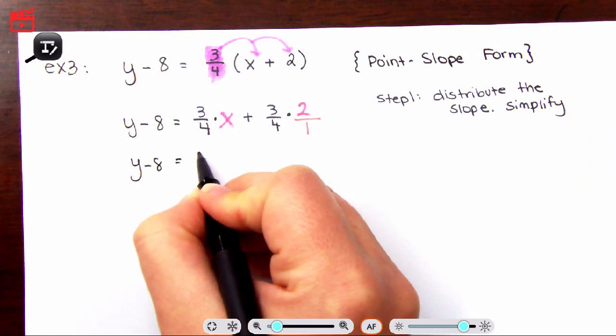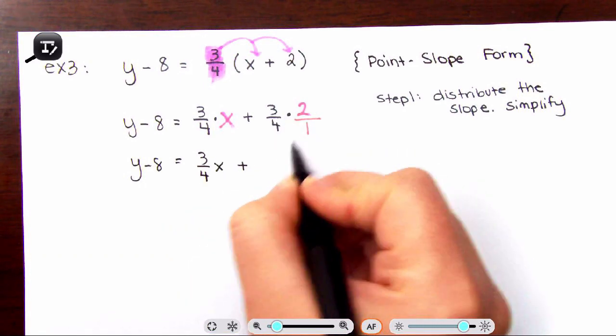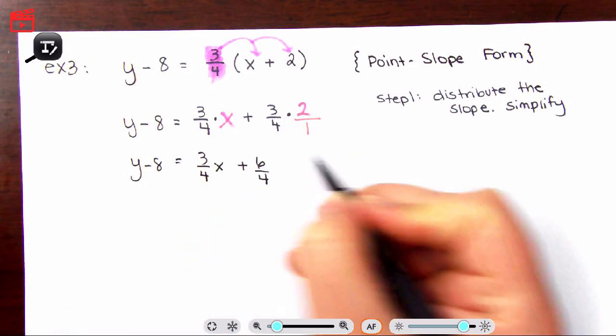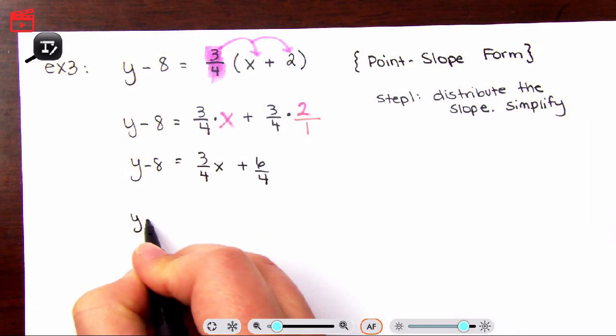So I have 3/4 x plus 3 times 2 is 6 divided by 4. Now 6 divided by 4, we can simplify that. It's still going to end up being a fraction. Remember how I said this example is going to be fractions. But let's simplify this even further.